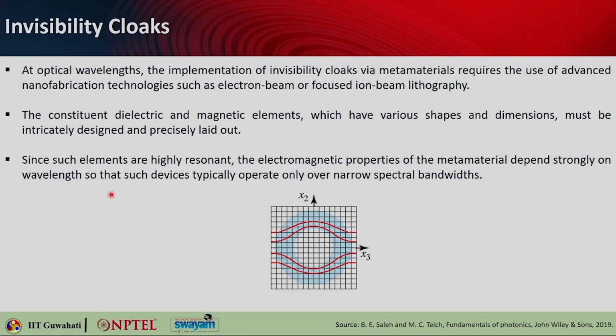So, such elements will be highly resonant, and the electromagnetic properties of the material will depend strongly on the wavelength. So, such devices will typically work over a very narrow spectral bandwidth, and I hope you are able to understand the challenge here: you require metamaterial to realize this kind of special functionality like anisotropy in the permittivity and permeability, and after that it will also work only over a very narrow bandwidth.